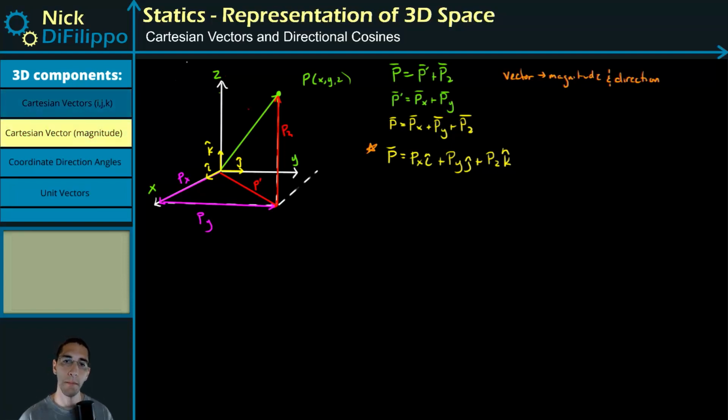Now, one of the most important things that we're going to be interested in solving for is the resultant, or how long that resultant is, the magnitude of that resultant. If you remember, in 2D space, let's say I had a vector that had some length Px.